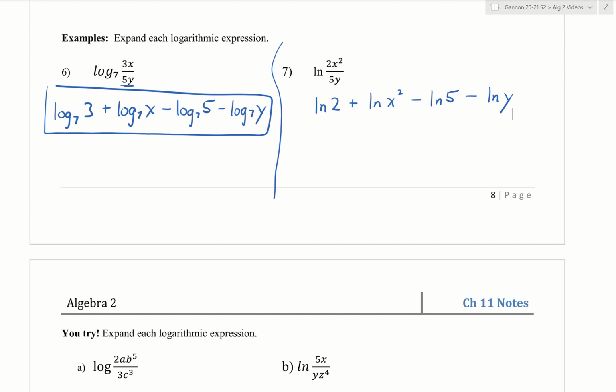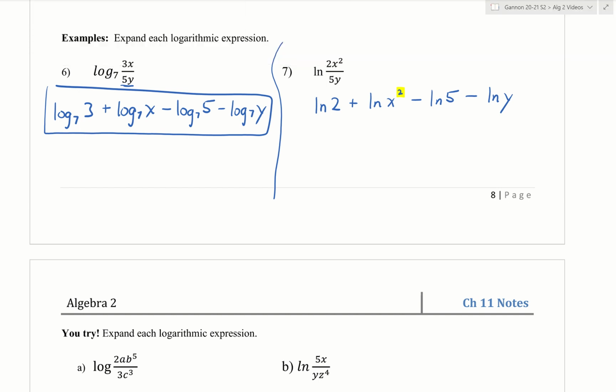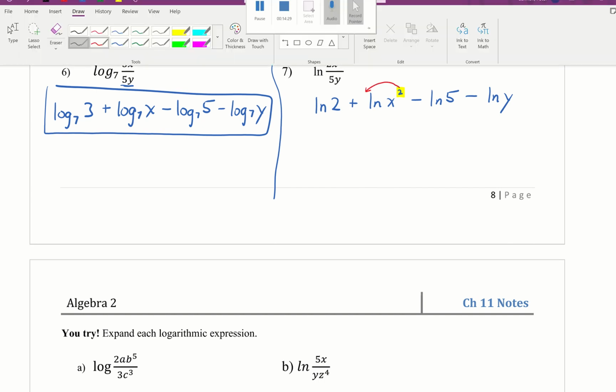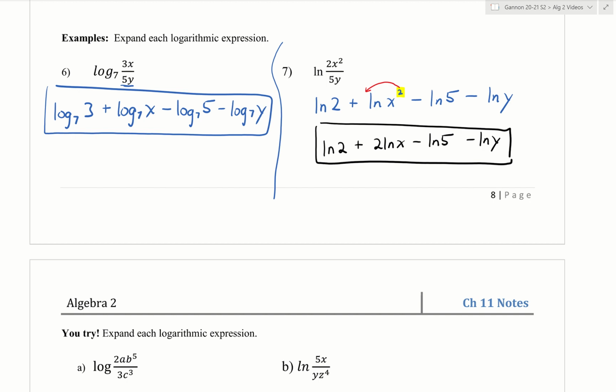Well, the only thing left to do, we have not fully expanded this because of this 2. So you got to remember the power property, which tells us that we can take that exponent and move it to the front. So the best answer for number 7 is going to be natural log of 2 plus 2 natural log of x minus natural log of 5 minus natural log of y. And that right there is going to be the best answer.